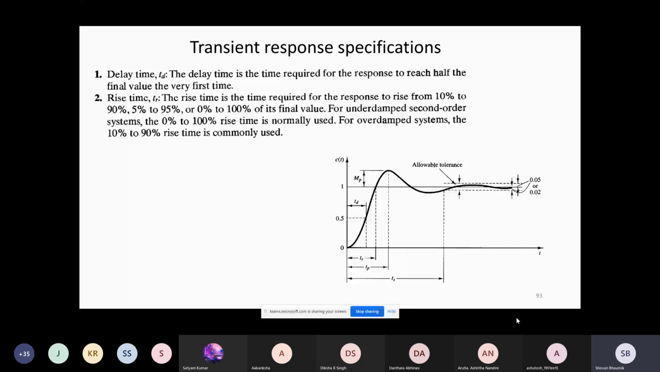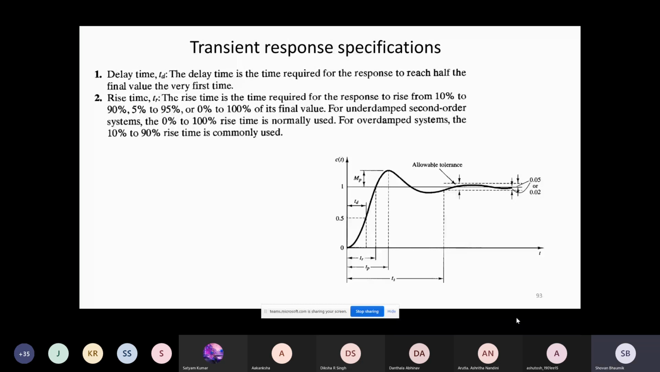The first thing is the delay time. The delay time is TD. You see in the curve it is given as TD. TD is defined as the time required to reach half of the final value the very first time. So at what time it reaches half of the steady state value, that time we call the delay time. You have seen the delay time is defined in the curve: TD is written and it reaches 0.5.